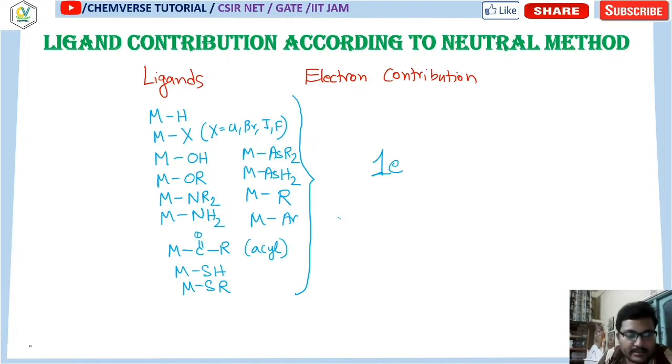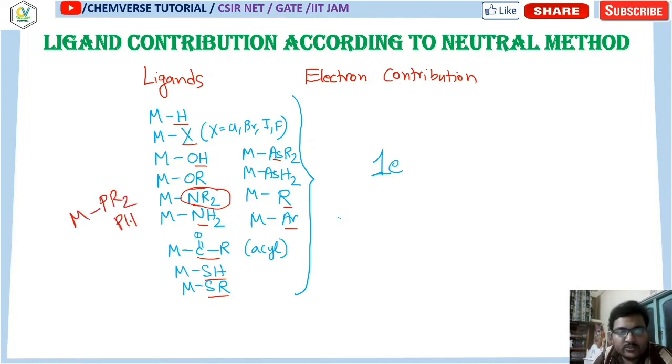Now if you take a look at these ligands, this is the hydride ligand, halide ligand, hydroxyl, OR which means alkoxide, NR2, NH2, alkyl, aryl, acyl ligand, SH, that means thiol. It is the analog of this NR2. There could also be PR2, PH2, phosphide ligand. These all contribute 1 electron.